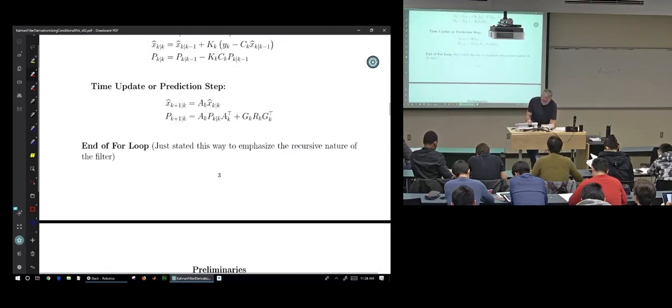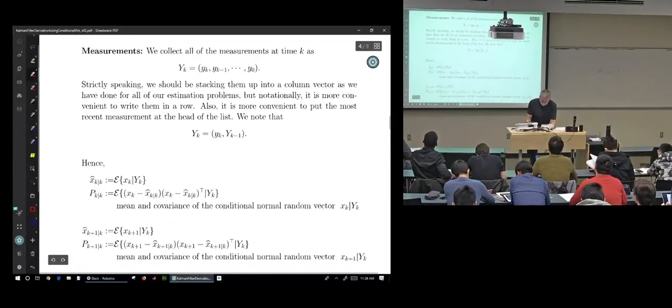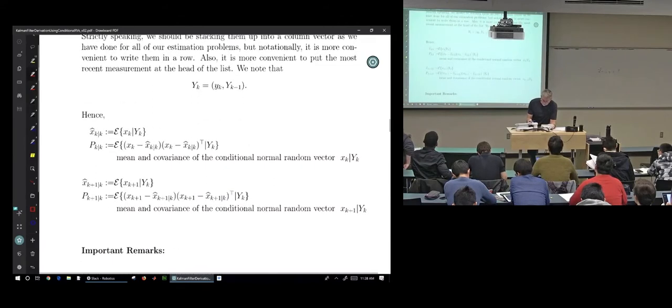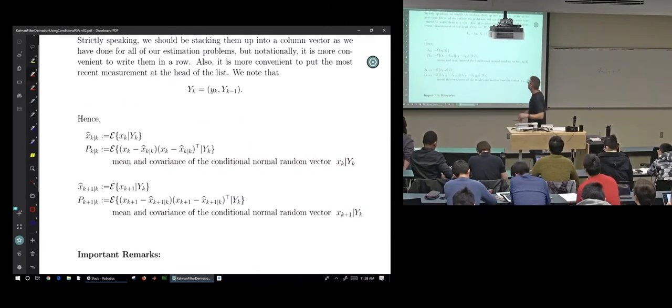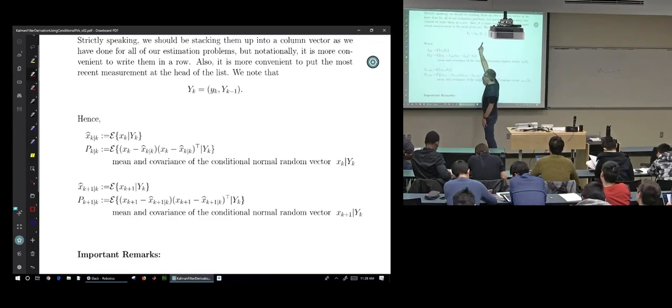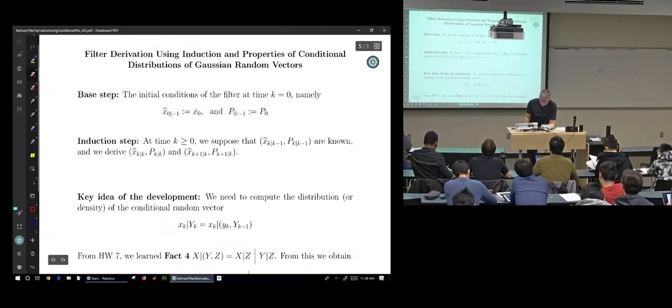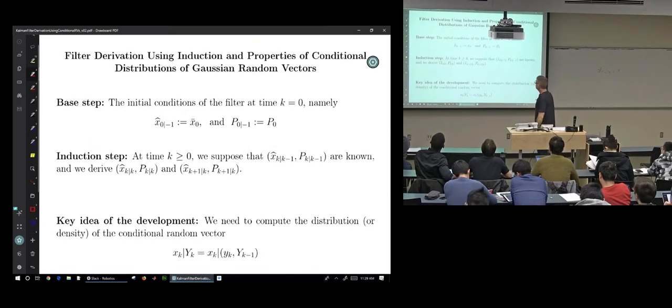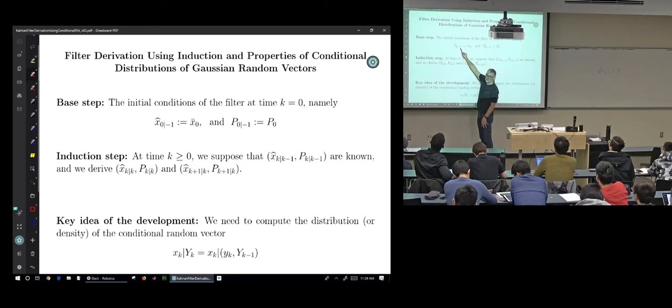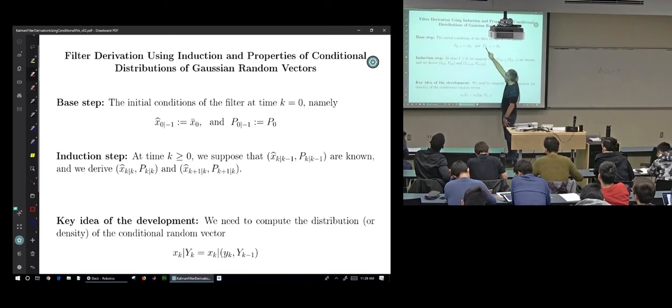So we should be able to understand it. Hang in there. Okay, so here big Yk is recursively related to the current measurement and the past measurements, and these are all the definitions we've seen several times. Okay, so here's the proof. It's by induction. So the base step: our best guess of x given no measurements, because we started at time 0, is just the mean of x0. And our initial covariance is just the covariance of x0.